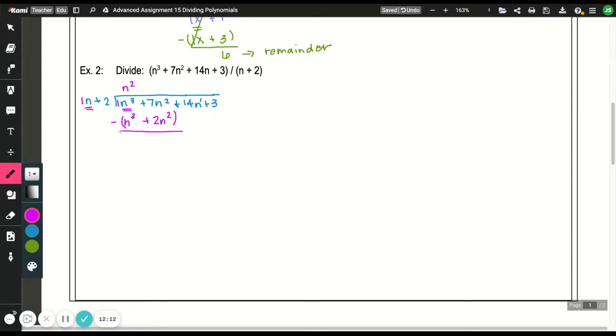And then we subtract. So n cubed minus n cubed is 0. Those are gone. 7n squared minus 2n squared is 5n squared. So then we bring down our next term, and we're going to do that same thing again.